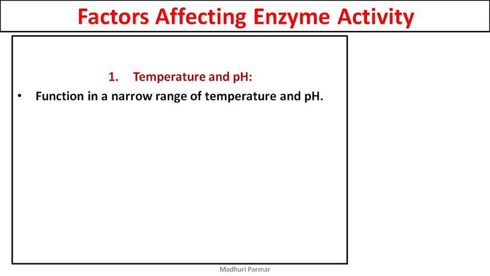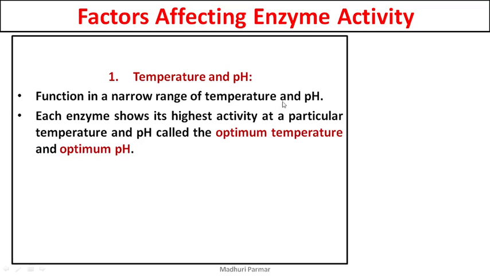Now let us talk about factors that affect enzyme activity. The enzyme activity is affected by, number one, temperature and pH. Now the enzymes are present inside our cells, inside our body. So they function in a very narrow range of temperature and pH. They like some temperatures and some pHs only. Such enzymes show their highest activity at a particular temperature and particular pH. That particular temperature is called optimum temperature and that particular pH is called optimum pH. When it is doing its best work, it is called optimum temperature or optimum pH.